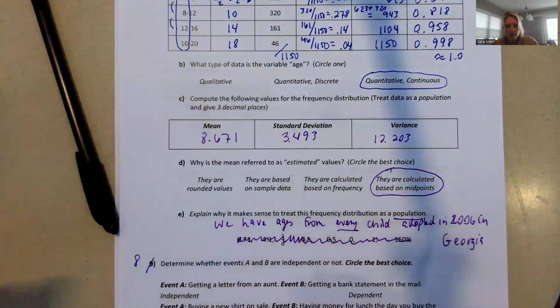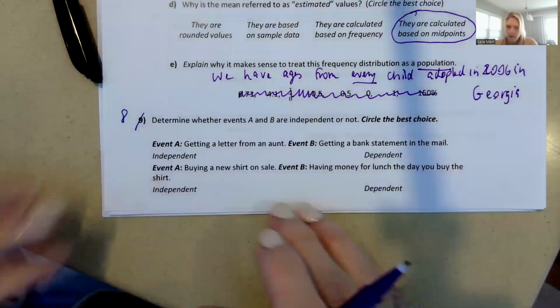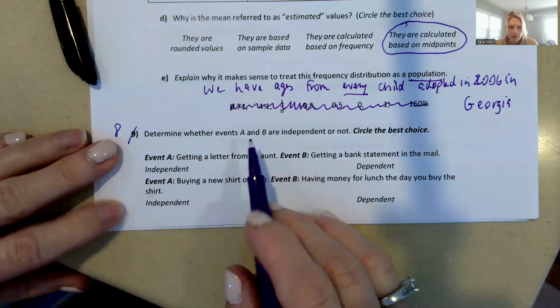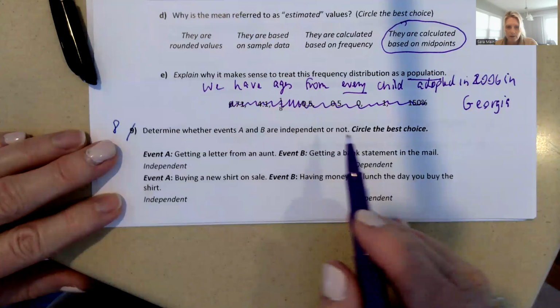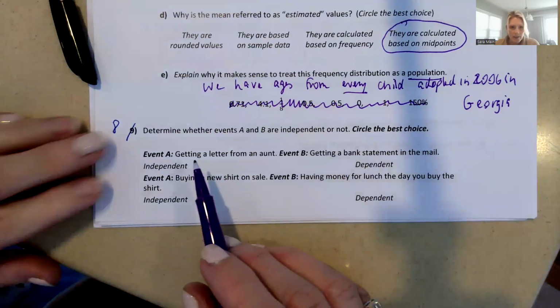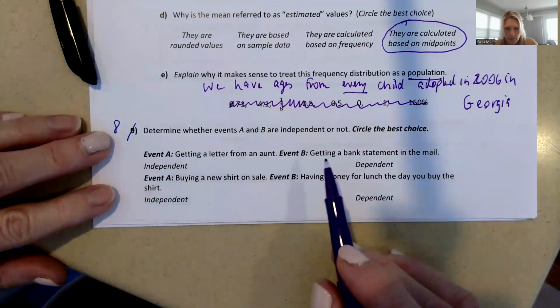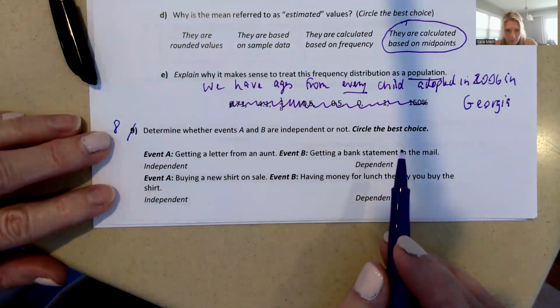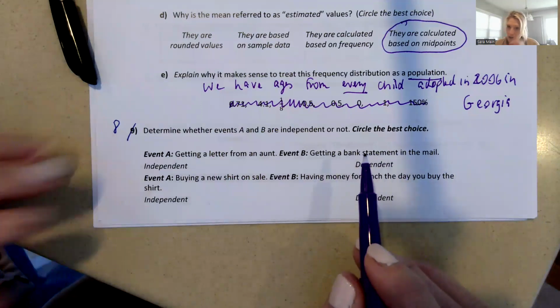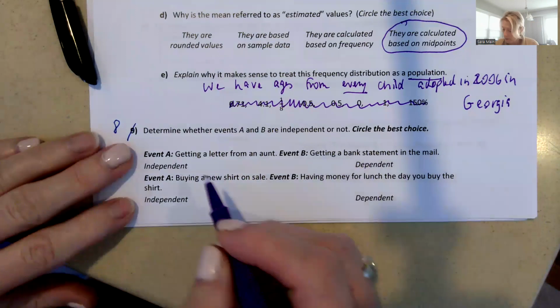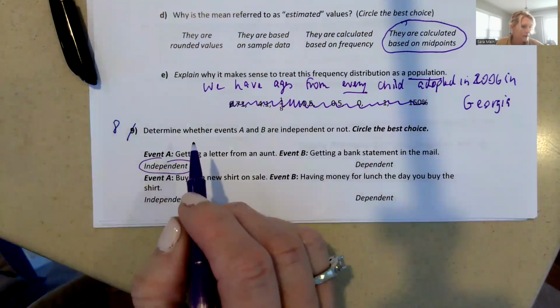Okay. While we're here, let's just do problem number 8, and then we'll wrap up this video. So it says, determine whether events A and B are independent or not. Circle the best choice. So event A is getting a letter from an aunt, and event B is getting a bank statement in the mail. One should not affect the outcome of the other, so they should be independent events.